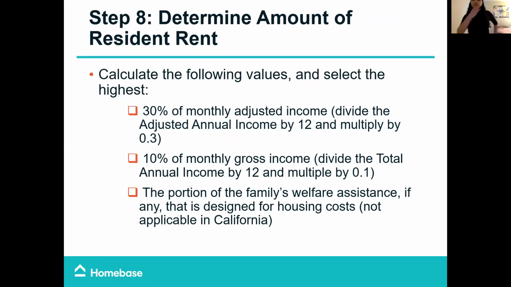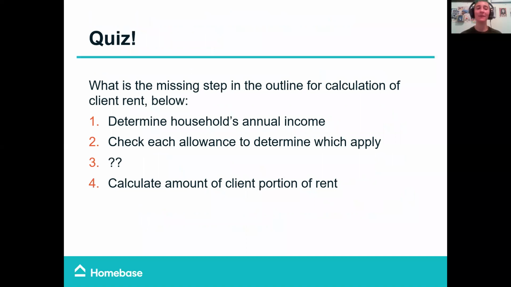You have the total income, you've subtracted your allowances, and you're ready to determine what the appropriate amount of resident rent is. So you're going to take 30% of the monthly adjusted income, which is just the total adjusted income that you calculated, that yearly adjusted income divided by 12, and multiplied by 0.3 to get the 30%. And then you're going to compare 30% of monthly adjusted income to 10% of the gross income, figure out which one is higher, and that's your rent amount or your rent cap.